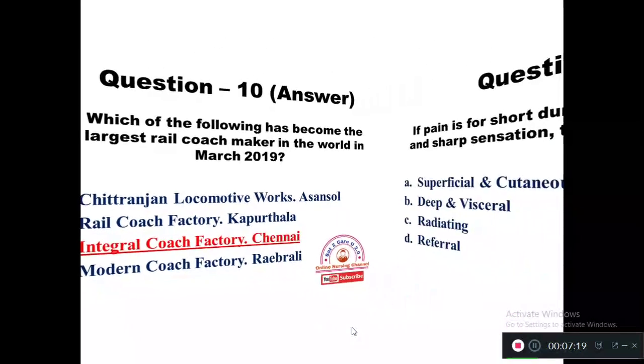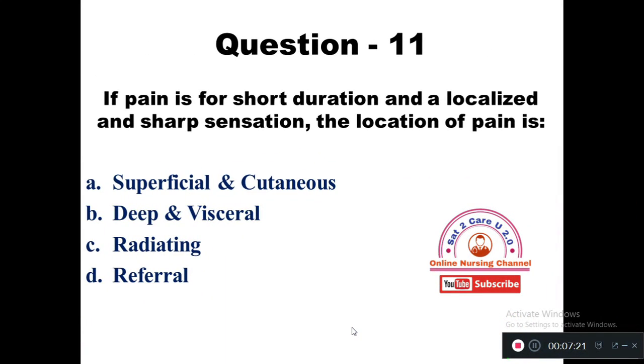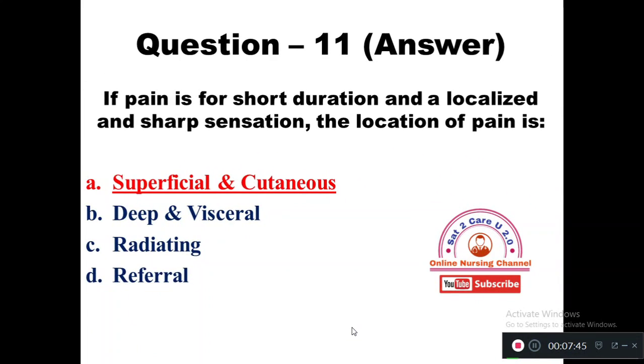Question number 11. If pain is of short duration, localized and a soft sensation, the location of pain is A. Superficial and cutaneous, B. Deep and visceral, C. Radiating, D. Referred. So if a pain is there in a particular area and it is sharp in sensation, that pain is called option A, superficial and cutaneous.